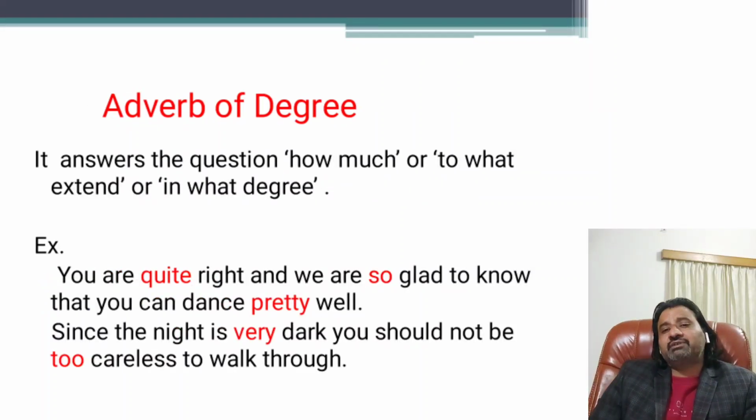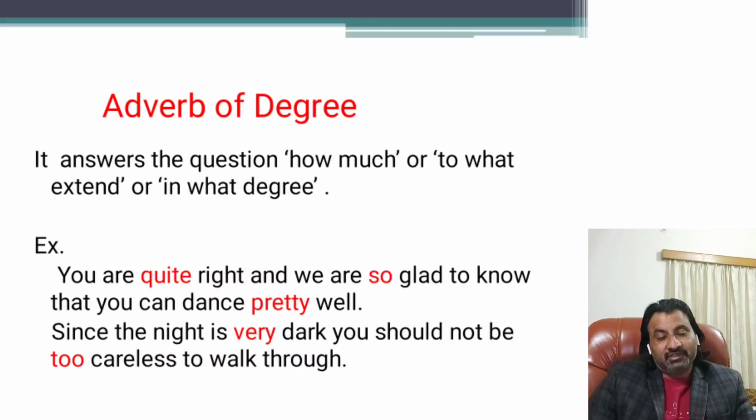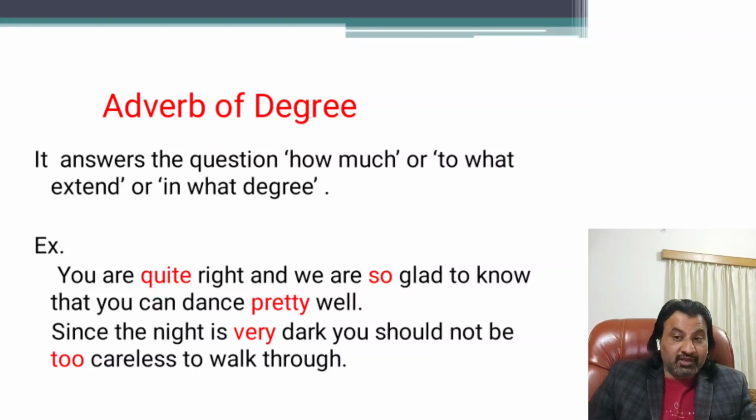There is another type of adverb, adverb of degree, and as the name suggests, it answers the question how much, or to what extent, or in what degree. For example, you are quite right. You are quite right. We are so glad to know that you can dance pretty well.